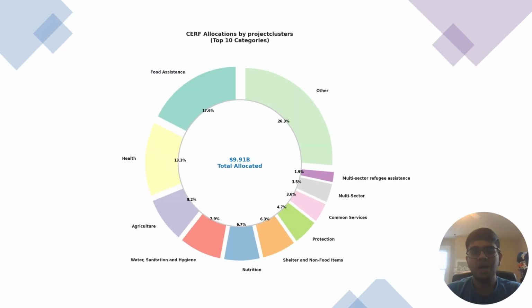This chart shows how CERF funds are allocated across humanitarian clusters. Food assistance and health dominate allocations, reflecting urgent humanitarian priorities. Linking these allocations with efficiency metrics helps ensure funds are not only well intentioned but well deployed.